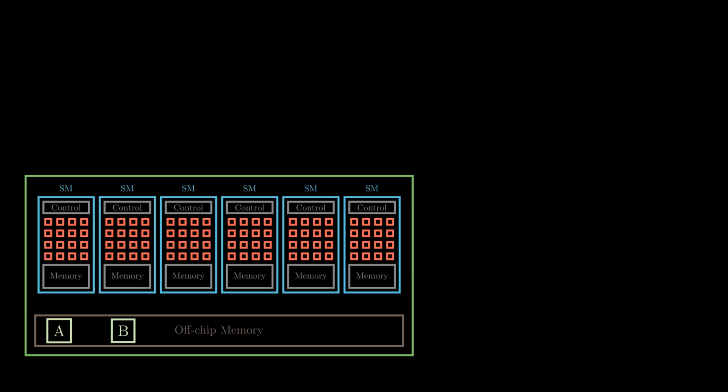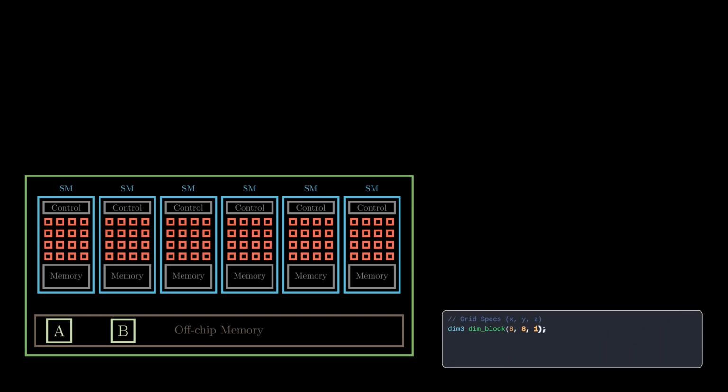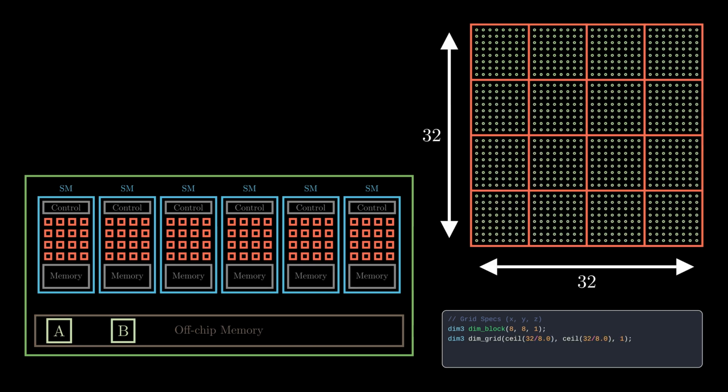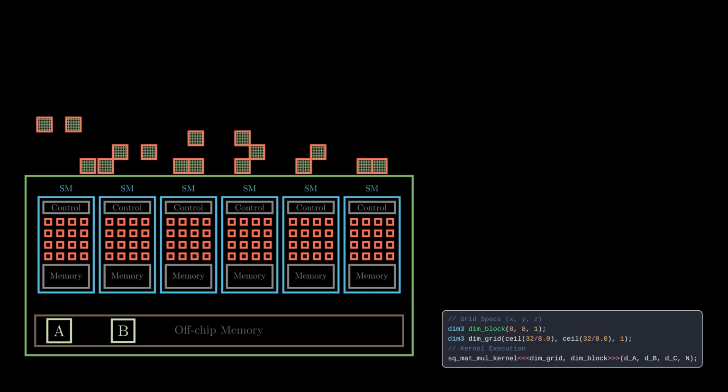In this example, let's say I call an 8x8 block, and as the matrix dimension is 32x32, there will be 16 blocks arranged in a 4x4 grid. Note that each green dot here is a thread that will run independently in parallel. When the kernel function is called, the blocks are assigned randomly to different SMs. There are three things that we should remember. All threads in a block get assigned to a single SM.